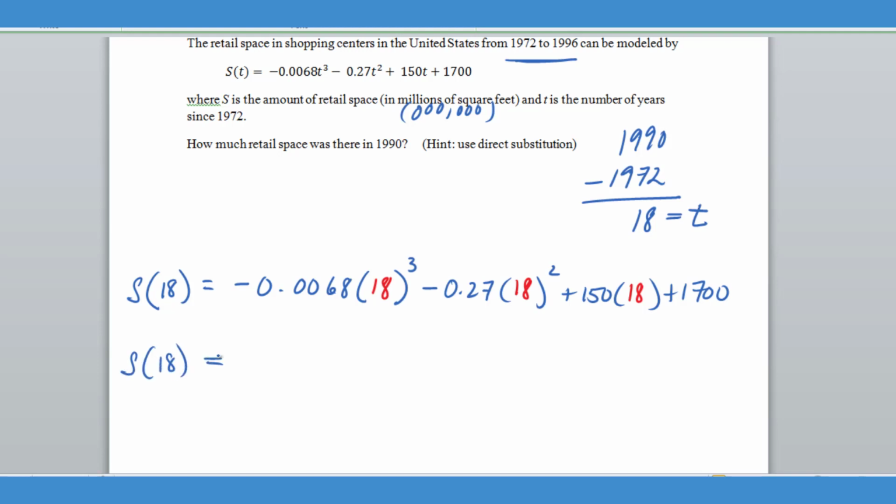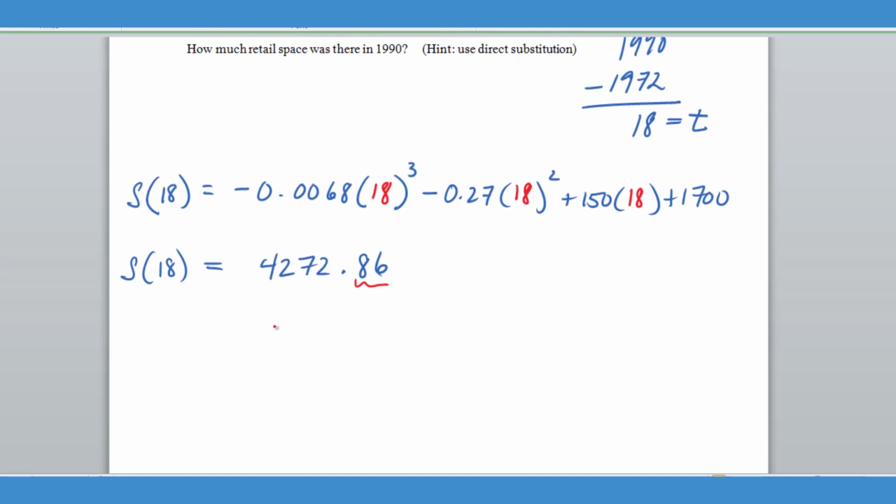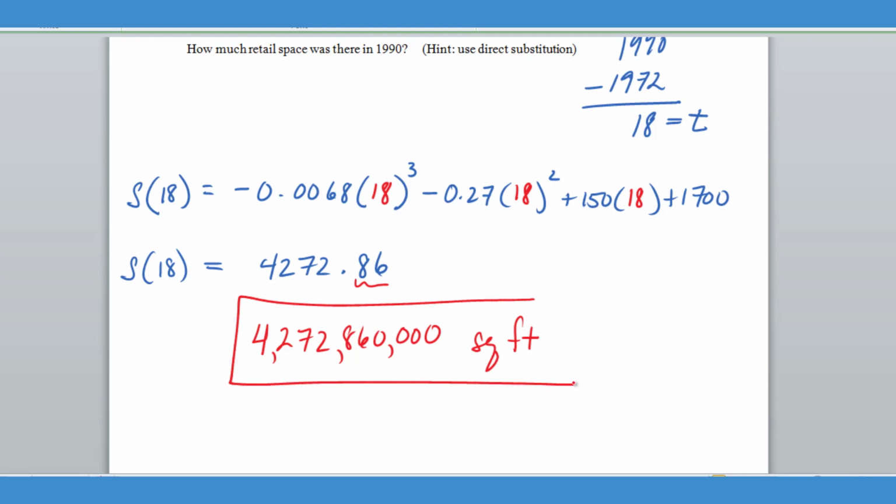So s of 18 is going to equal 4272.86. And remember, this is in millions of square feet, so really we have six zeros that we need to add on to here. But keep in mind, this 86 after the decimal place is really already representing 2 of those zeros. So this is going to be 4,272,860,000. I'll put commas every 3 spots. And so that's how many square feet of retail space there was in the United States in 1990.